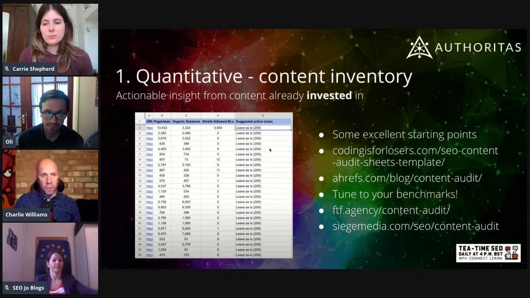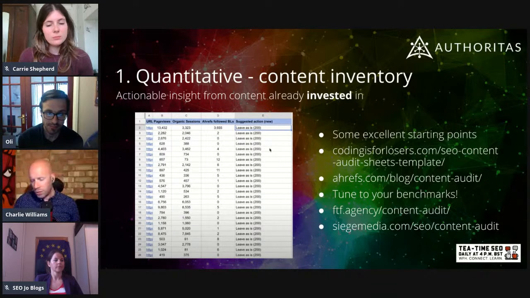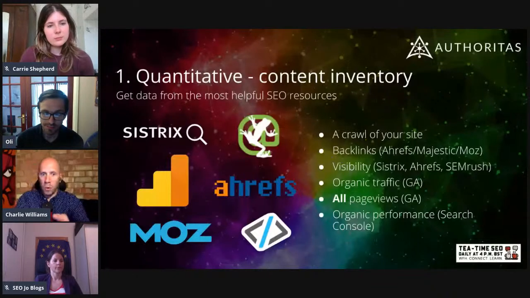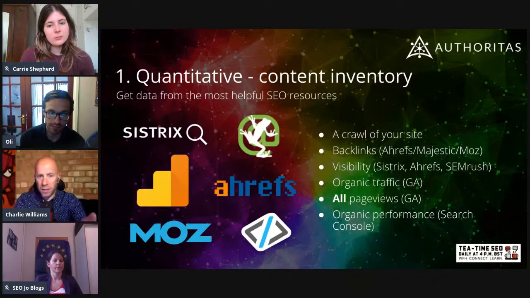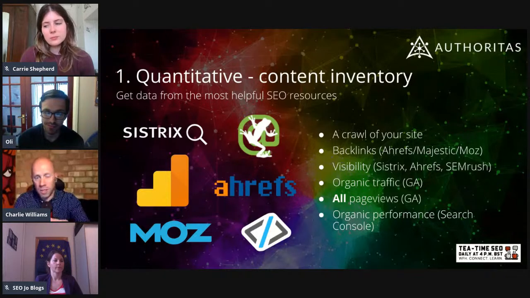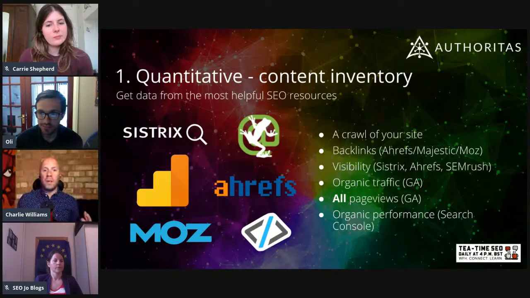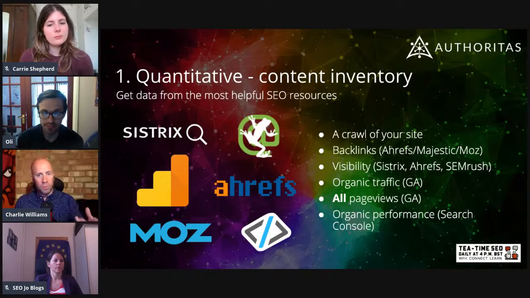So there are a few recommendations I've got coming up, which list some of the tools you can use to get data for your audit, your inventory. You want to do a crawl of your site, something like Sitebulb, Screaming Frog, Deep Crawl, etc. You want backlink data: Ahrefs, Majestic, Moz, and so on. Visibility data: Sistrix, Ahrefs, SEMrush, all good for that. Of course, you want Google Analytics data.